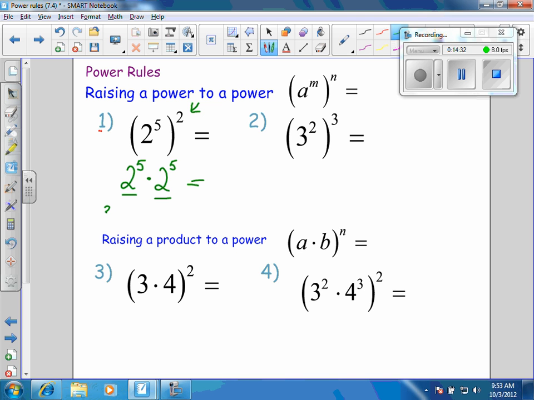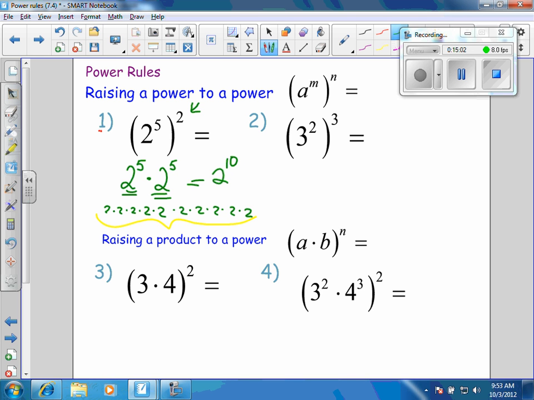2 to the 5th is 2 times 2 times 2 times 2 times 2. And then this 2 to the 5th would be 2 times 2 times 2 times 2 times 2. Of course, you don't want to do that every time, but it's okay to do that once in a while to remember the rules. So your base is still 2 because there's a whole bunch of 2's here. There's 10 of them, so your exponent is 10. So you have the same base here, so you're adding the exponents.